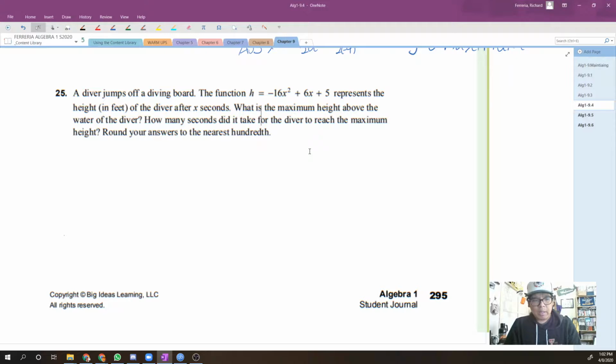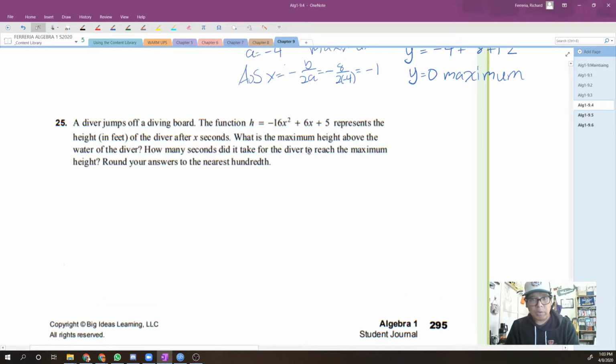Okay. You really can't do a problem unless you know what the problem is asking for. Seems elementary, but I see a lot of algebra kids just plugging in numbers, not knowing what they're looking for. So, reading is important here. The first thing you want to figure out is, what is that maximum height? Second thing this question is asking for, how many seconds did it take for us to reach the maximum height? So we're going to have two answers here. One is height, one is seconds.